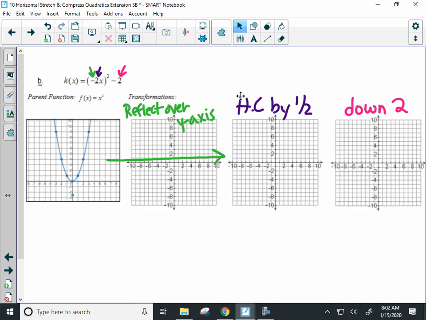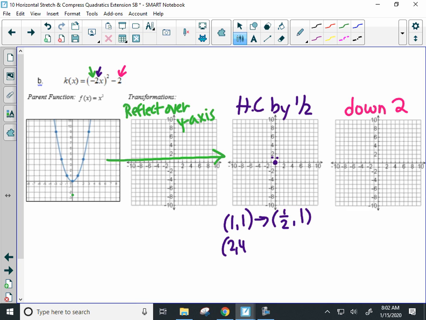Horizontal compression by 1/2. Change those x values. The origin stays the same. My next ordered pair, 1, 1. The y is going to stay the same, but the x is going to be changed by 1/2. We're going to multiply it. So the point I'm going to plot is 1/2, 1. So squeeze it in there. It's a little tiny. Then I have 2, 4. Again, the y stays the same. The x gets multiplied by a half, which will be 1, 4.